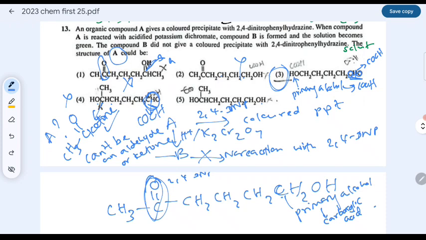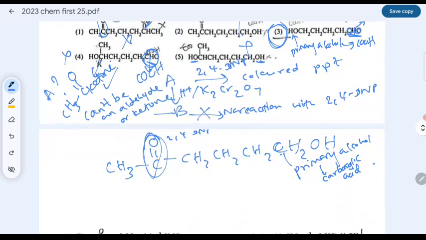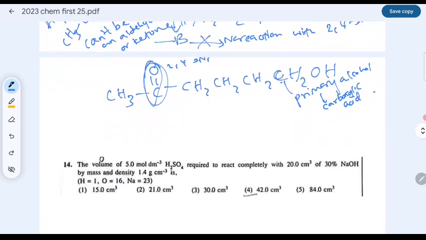Now when we move on to the fifth one, does it give a colored precipitate with 2,4-DNP? No, right? There is nothing to give a colored precipitate with 2,4-DNP here. There are no aldehydes or ketones. Here there is an OH group, and here also there is an OH group. Therefore, there is nothing to give a colored precipitate with 2,4-DNP. Therefore, the answer is the third one.